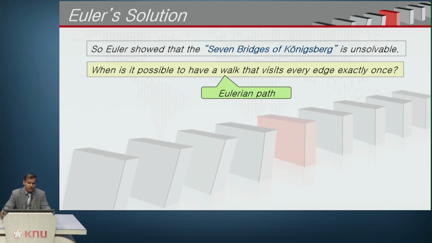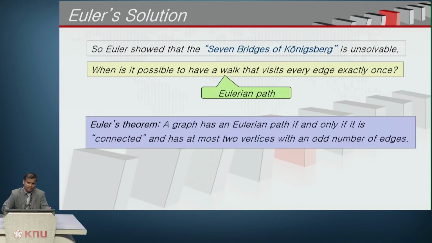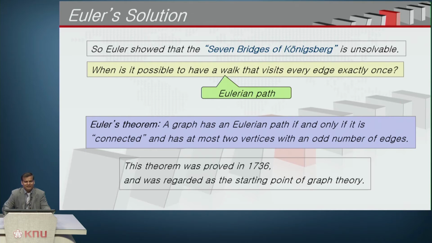The walk that we are considering here is called the Euler path. So we have this Euler's solution here. Let us talk about Euler's theorem. A graph has an Eulerian path if and only if it is connected and it has at most 2 vertices with an odd number of edges. This theorem was proved in 1736 and was regarded as the starting point of graph theory.